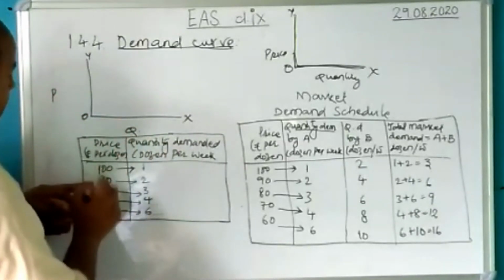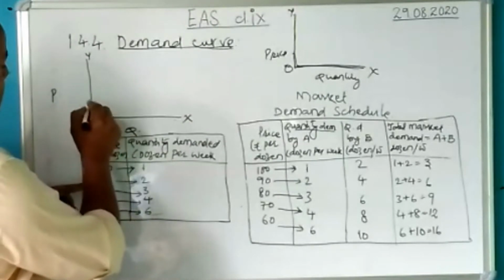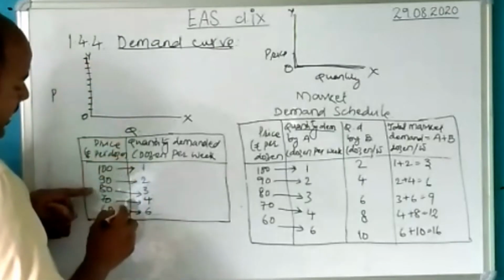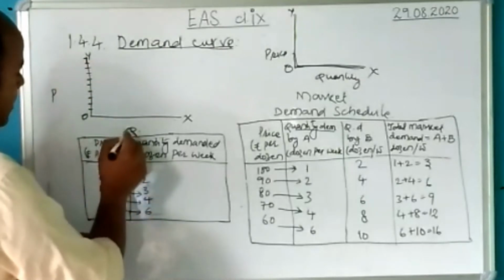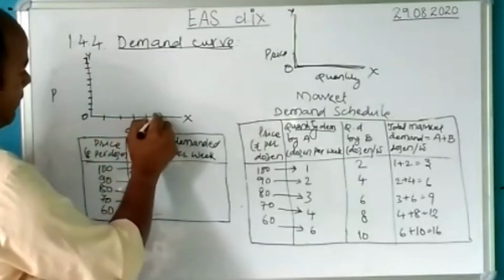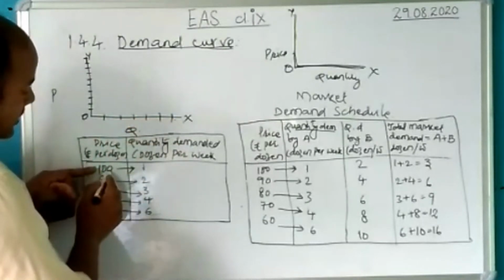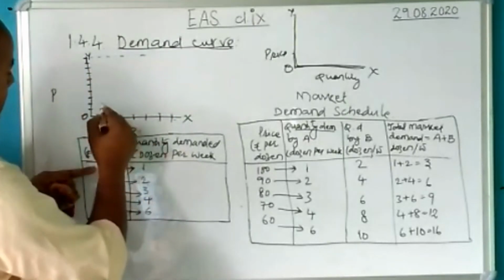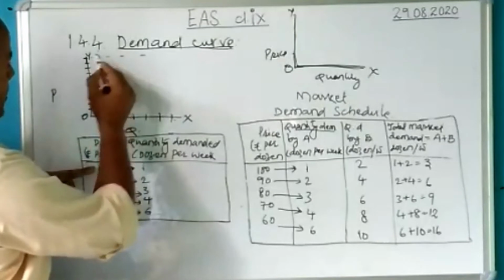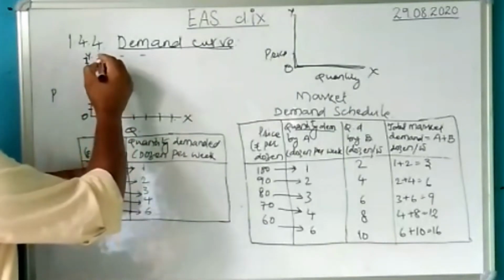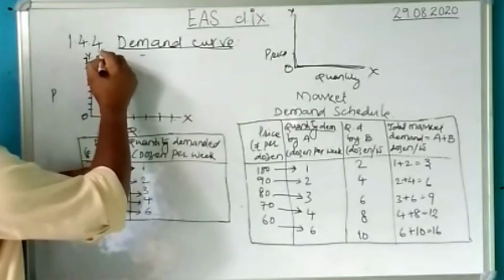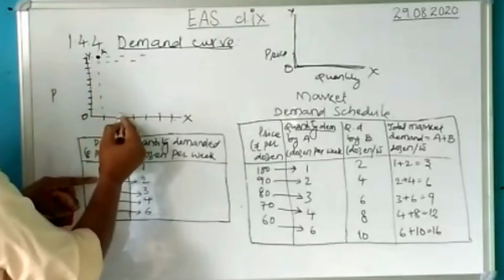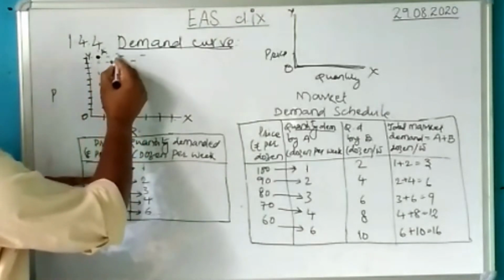Let us decide the price: 10, 20, 30, 40, 50, 60, 70, 80, 90, 100. And quantity in dozens is 1, 2, 3, 4, 5, 6. Price 100 here, and demand is 1. Where does it intersect? Make it a point, and name it A. Next, at 90, demand is 2 units. Name it B.